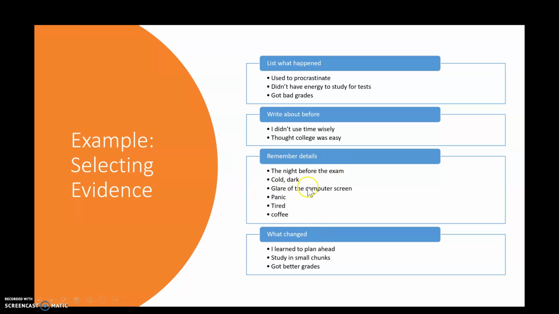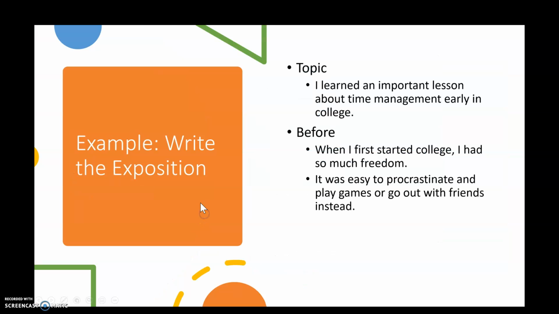So the night before the exam, it was cold, it was dark, the glare of the computer screen was the only light. I was panicked and tired, and I remember smelling coffee. And what changed? I learned to plan ahead, to study in small chunks, and I ultimately got better grades.